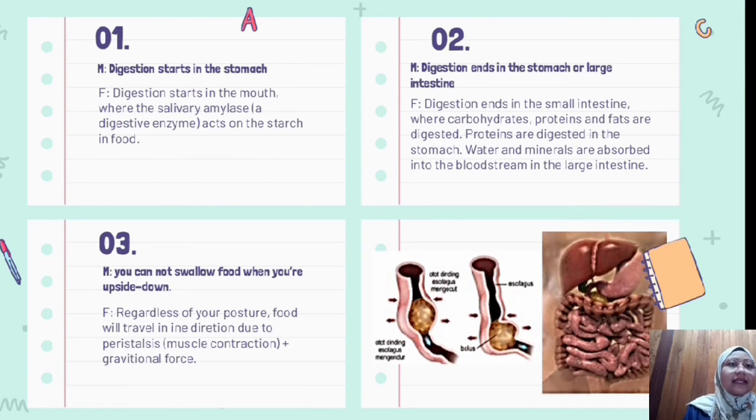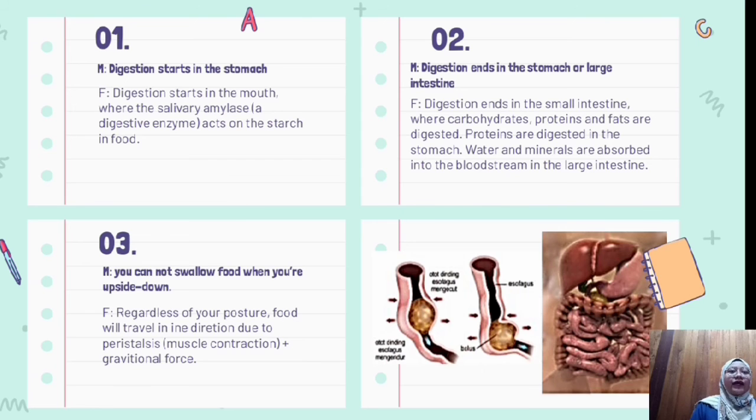And secondly, digestion ends in the stomach or large intestines. But actually, digestion ends in the small intestines, where carbohydrates, proteins, and fats are digested. Protein is digested in the stomach. Water and minerals are absorbed into the bloodstream in the large intestines.